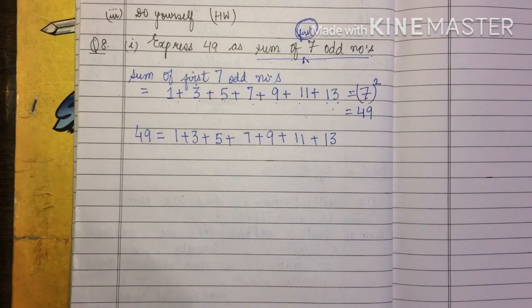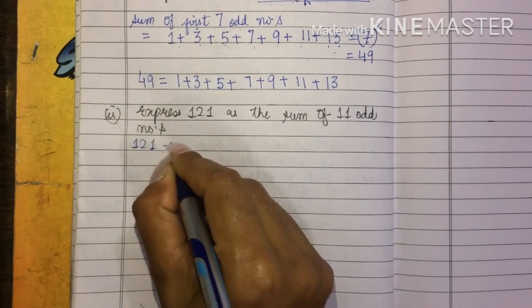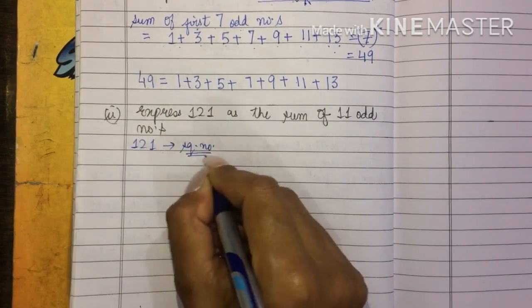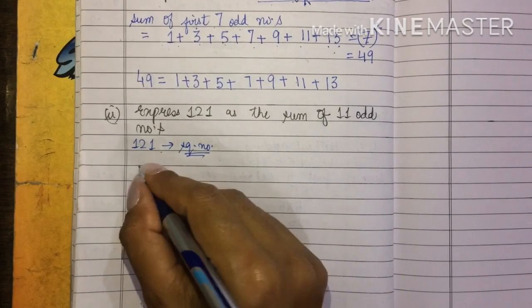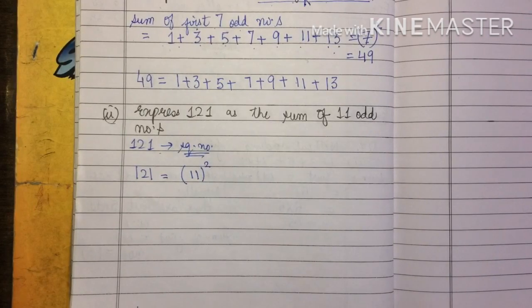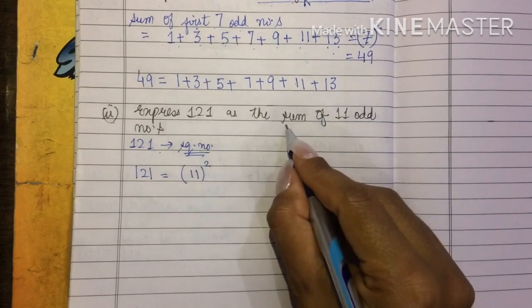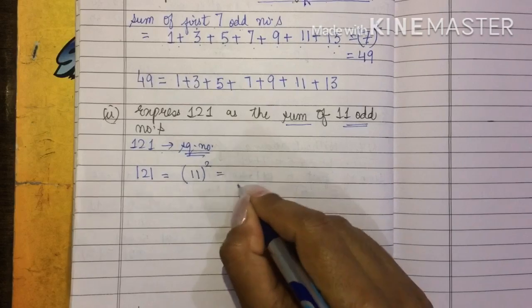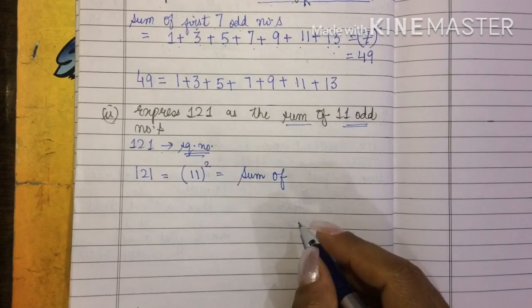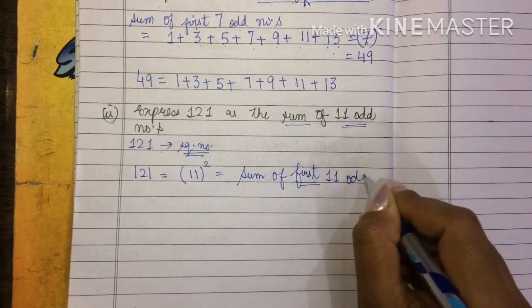Let's do the next part. Second part is express 121 as the sum of 11 odd numbers. Now 121 is a square number. How do we know it is a square number? Because 121 is obtained by squaring 11. And if we want to write down the square of a number using sum of odd numbers, what we can do is this will be equal to sum of, again we will use the word first 11 odd numbers.